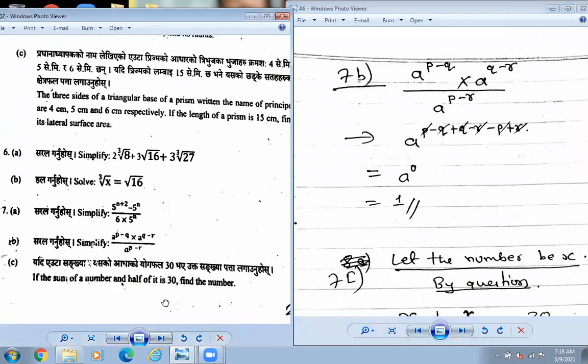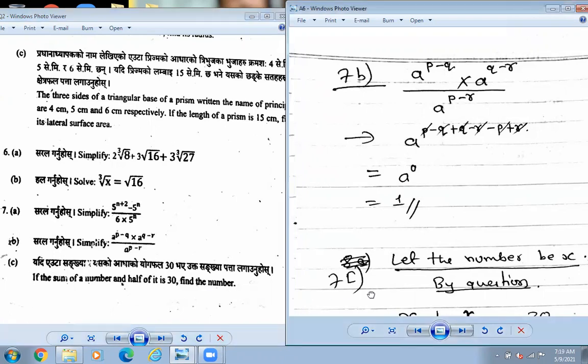So let's finish 7C as well. I doubt whether you did this number or not. If the sum of the number and half of it is 30. Sum of number, half of it is written, now what to write is the tension. Maybe most of you have not done the answer of this one. If you have done it, very good, my students are very good. If you have not done, look at here.